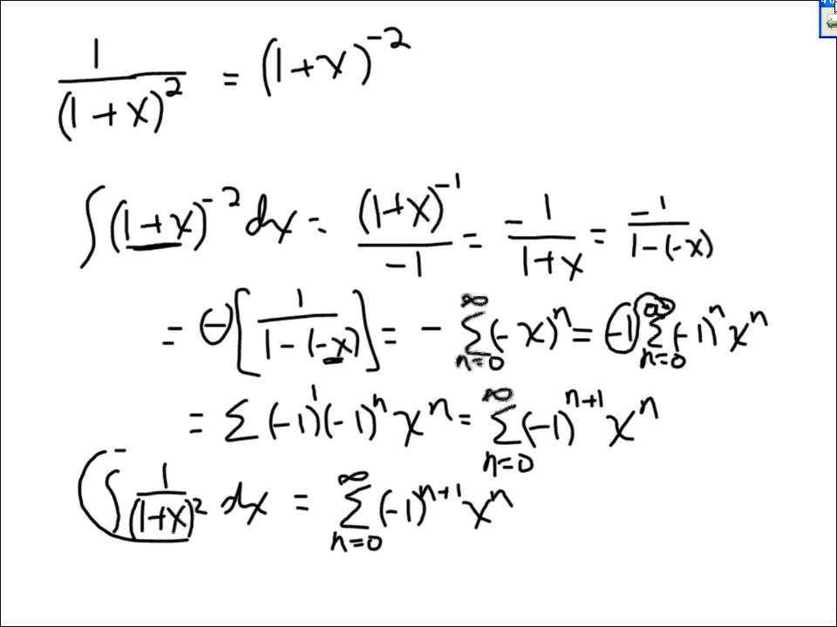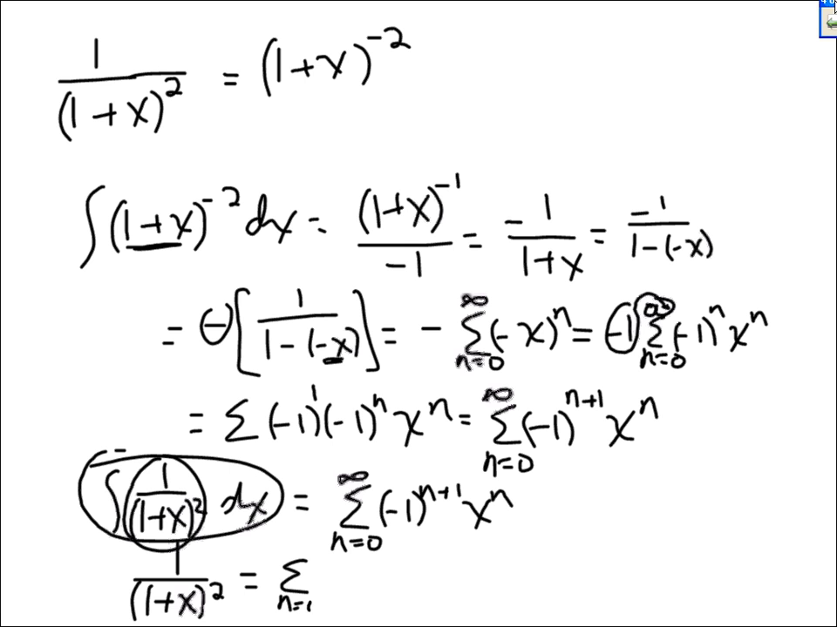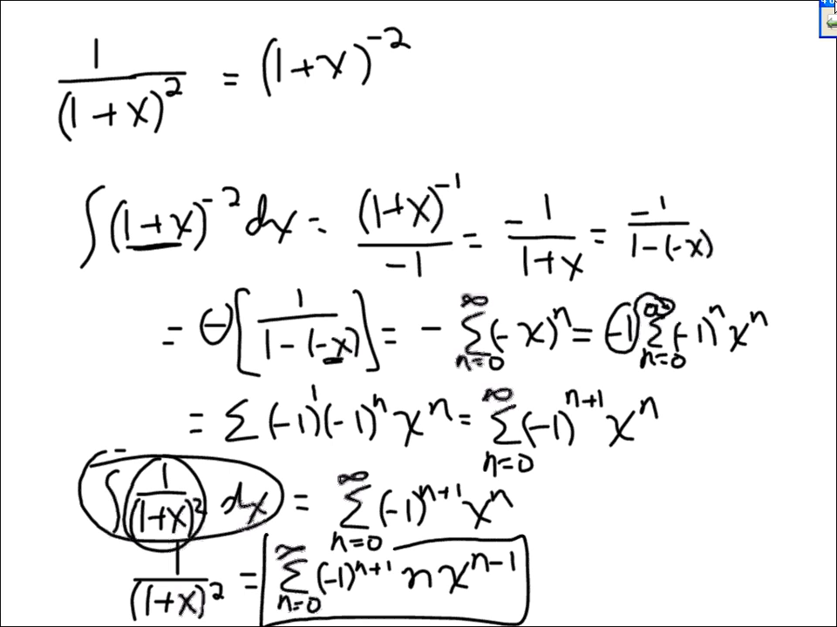If I take the derivative of the left side, I get this back. I get 1 over 1 plus x all squared. If I take the derivative of the right side, the constant stays the same, and the derivative of x to the n is n times x to the n minus 1. There is one way right there of representing the answer.